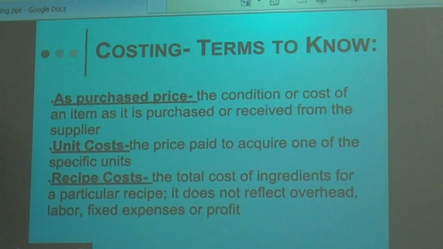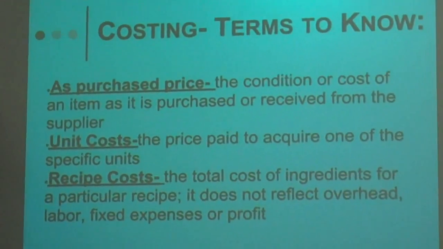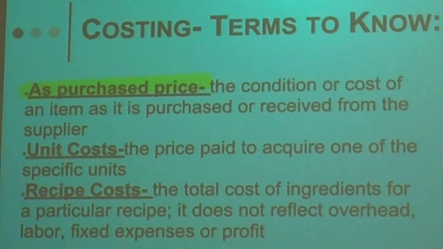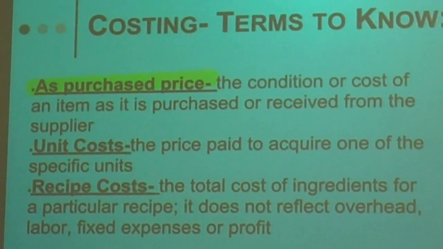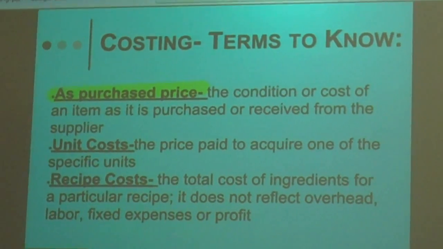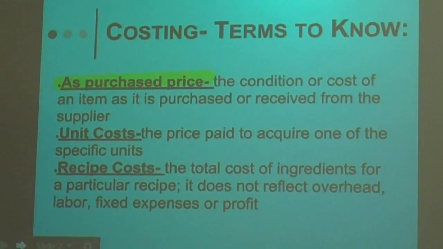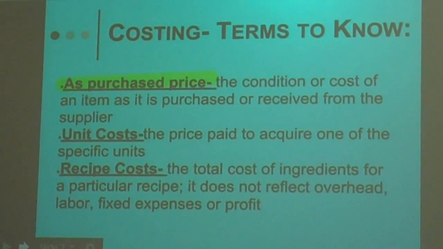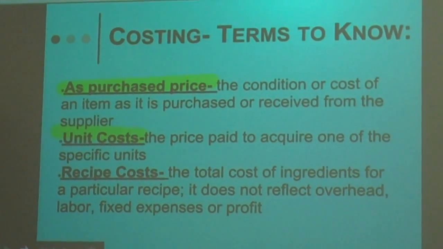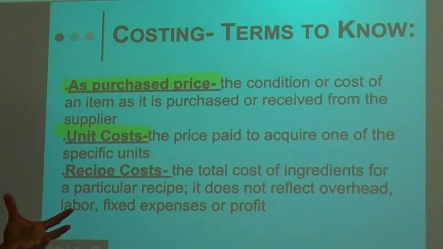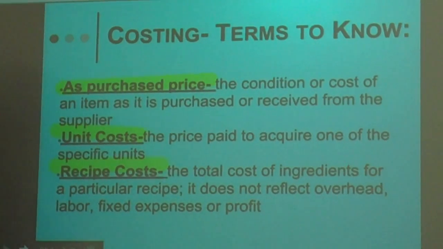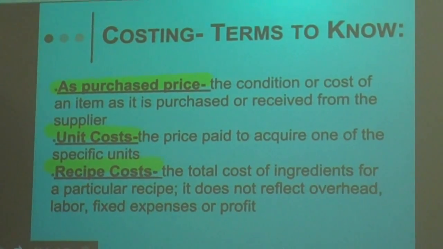Okay? So to start with, we have some vocab words that you need to know. The first one is as purchased price. This is the condition or cost of an item as it is purchased from the supplier. So when we buy tomatoes, we buy them in a case of 6 of the great big number 10 cans. So that is our as purchased price. Unit cost is how much one of those cans costs. So not all 6 together, but just one. And the recipe cost is how much it costs to make the recipe.